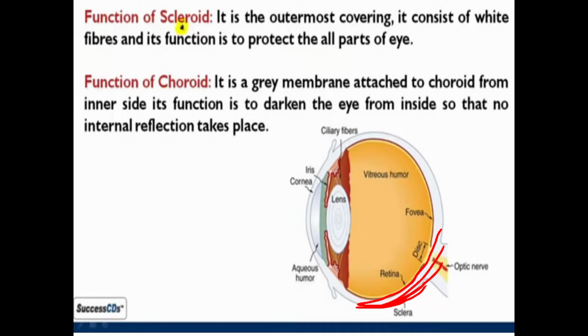So we studied the function of scleroid and choroid. Scleroid is the outermost covering and choroid is the inner covering. Scleroid consists of white fibers and it protects all the parts of the eye, and choroid is a grey membrane which does not let internal reflection take place inside the eye. It darkens the eye.